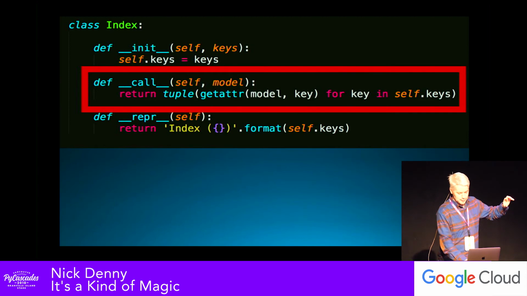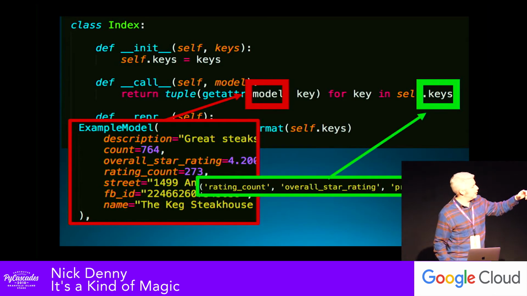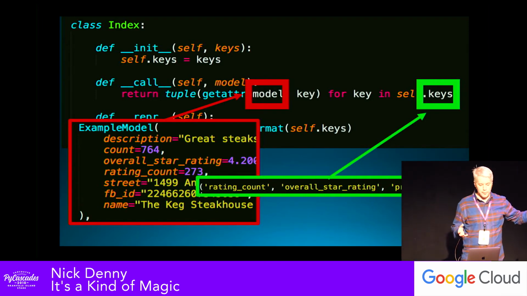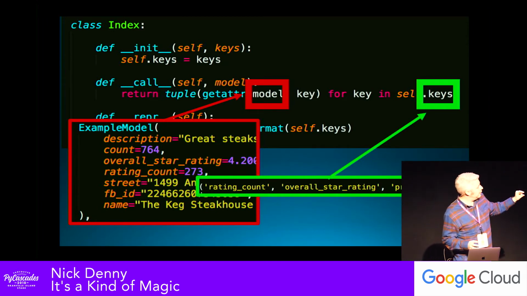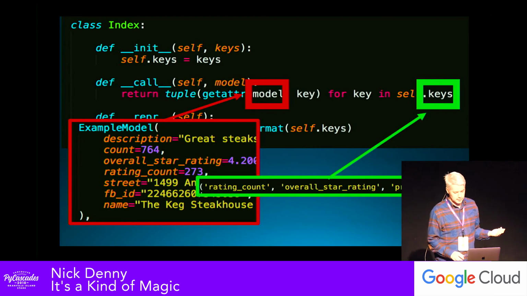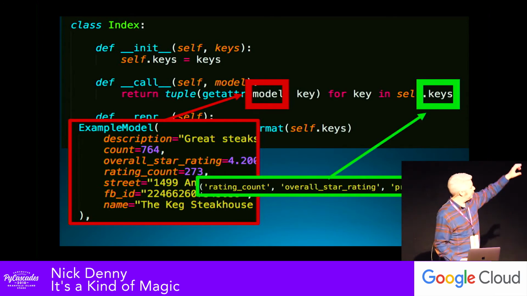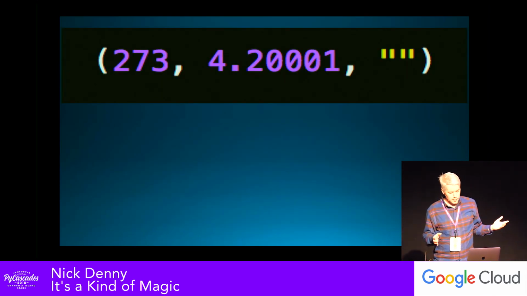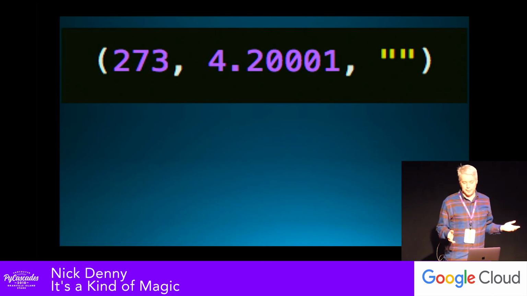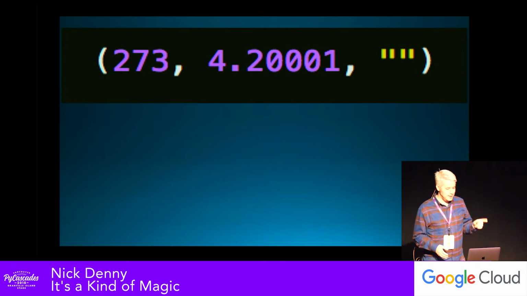So how is this working? The keys and the model we have. The keys are what we're indexing on, and the model is the data. So what's happening here is we're pulling out the specific values we're indexed upon, and we're returning a tuple. So if you pull this data out, what are we actually getting here? We're getting 2 values and a string. So why am I using a tuple? Well, tuples are immutable, which means they're hashable.